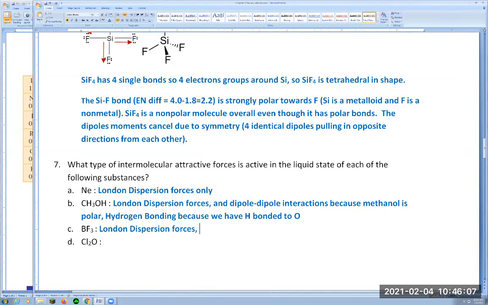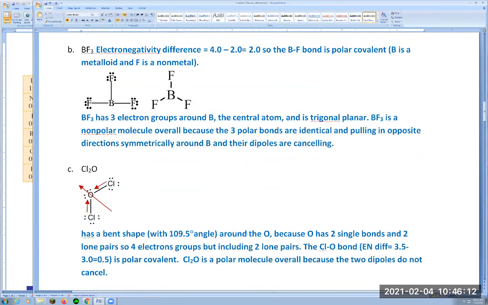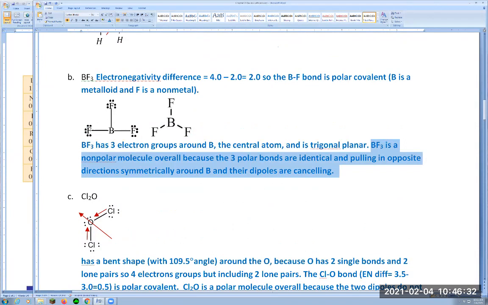Now we need to see if BF3 is polar or not. So let's go back to what we decided for BF3. We said BF3 has polar bonds. It's trigonal planar though, so it's non-polar overall, because the 3 polar bonds are identical and pulling in opposite directions symmetrically around the B, and so their dipoles are cancelling. So this is not polar overall, even though it has polar bonds, a little bit like SiF4.